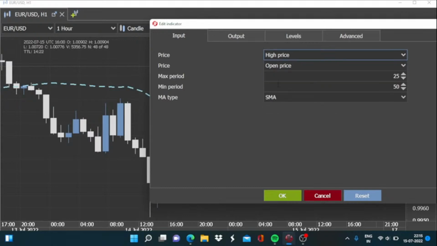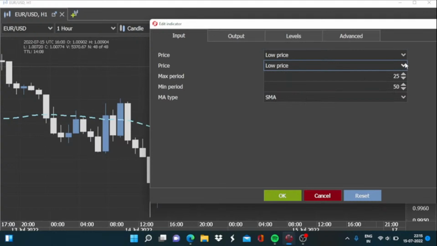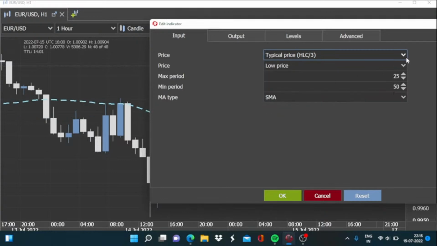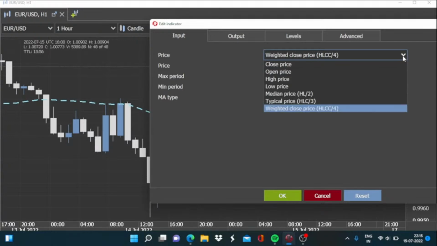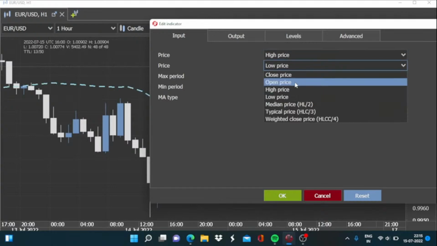If I make it the high price, the MAVP has shifted to the higher side. All right. Then we use the low price. The MAVP has now shifted to the lower side. So all these changes can be observed whenever we choose a different applied price. Typical price is different, weighted close price is also different. Okay, we now go to the high price as our applied price.